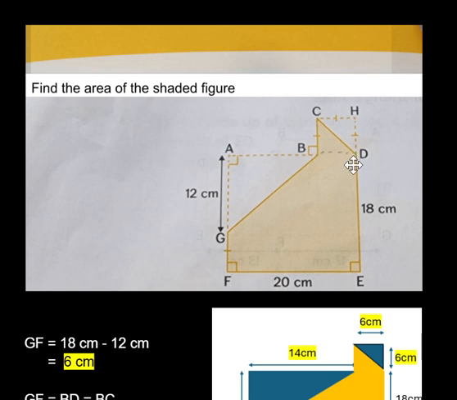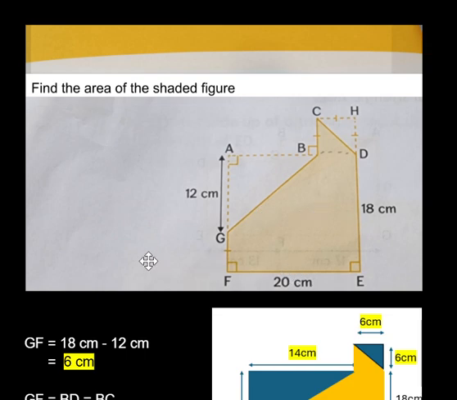But it also tells you that since these three lines are the same length, B and D must also be the same length. So this is a square. This is an important piece of information which your child will tend to miss out, because they only see the dimensions of 12, 18 and 20.